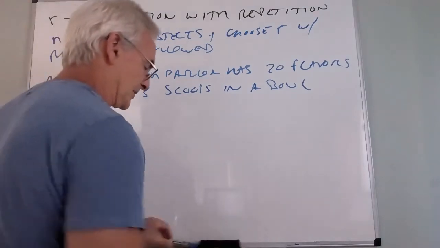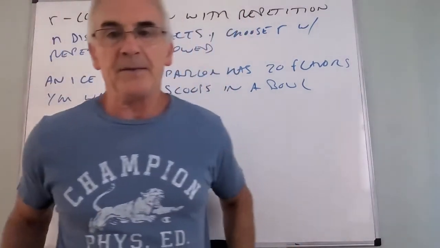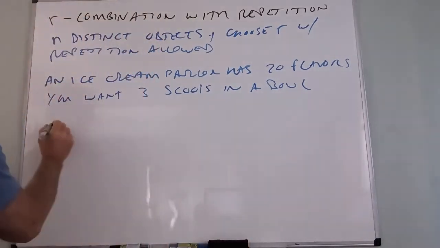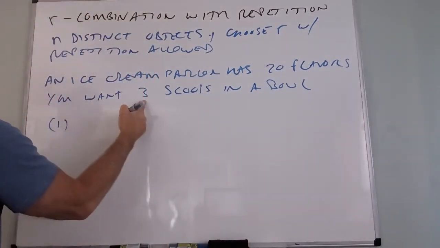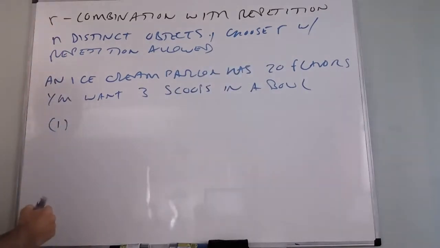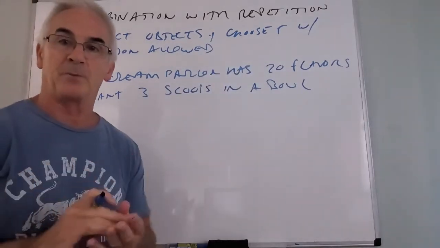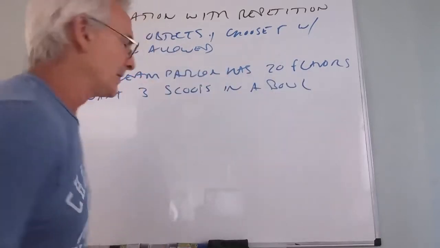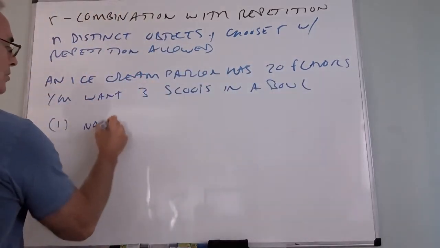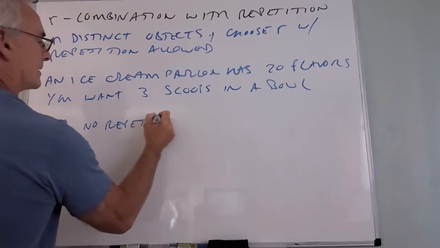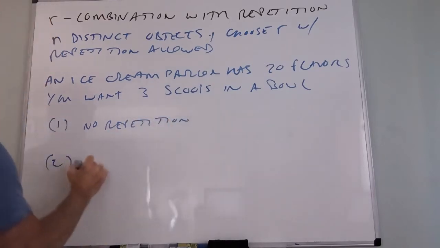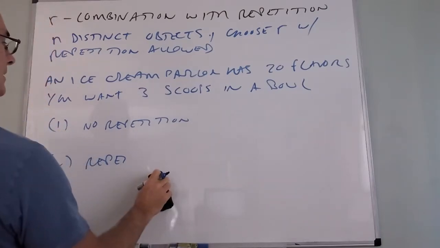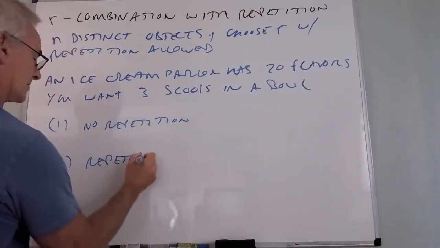Now, there's 2 possibilities here. Can I repeat the flavors or do they have to be different? So let's do the 2 possibilities, okay? I have 3 scoops. I have 20 choices. That doesn't mean there's only 1 scoop available. I have the big old tubs. I can get as many scoops as I want. Infinite scoops out of each tub. So, no repetition. Repetition. Repeat.